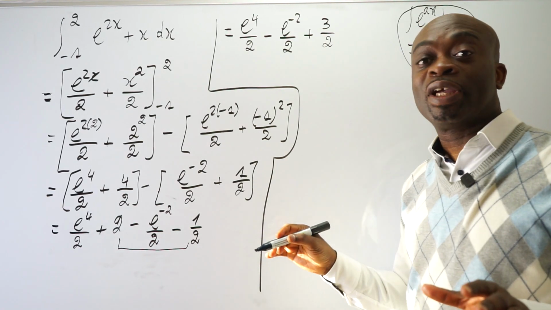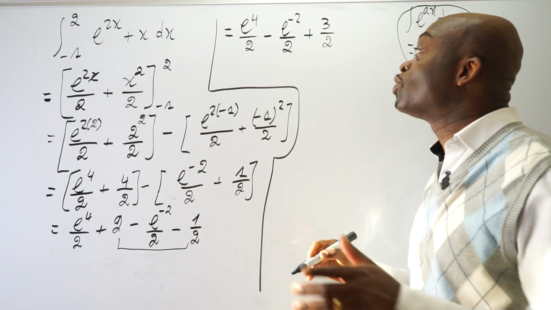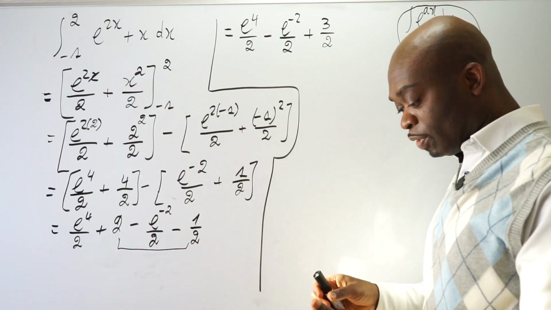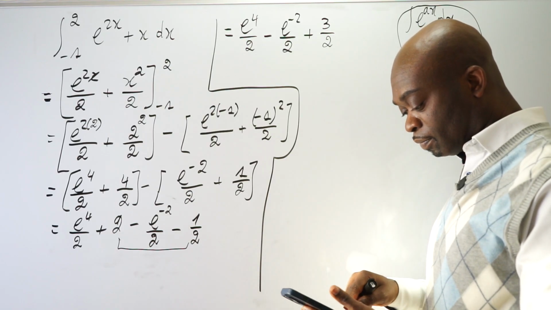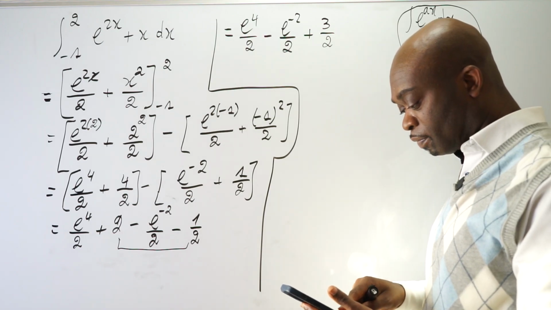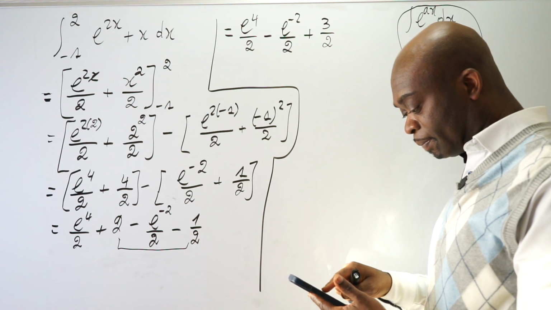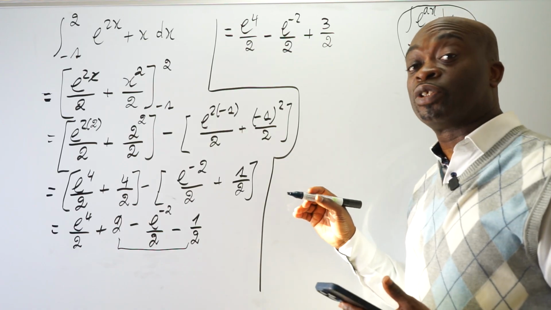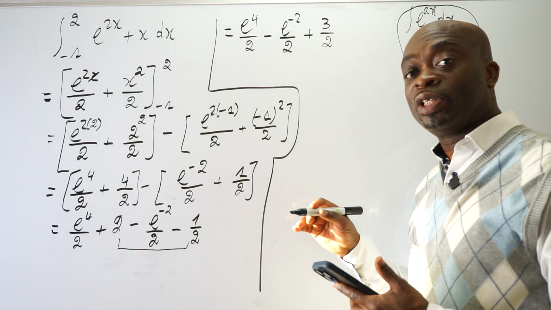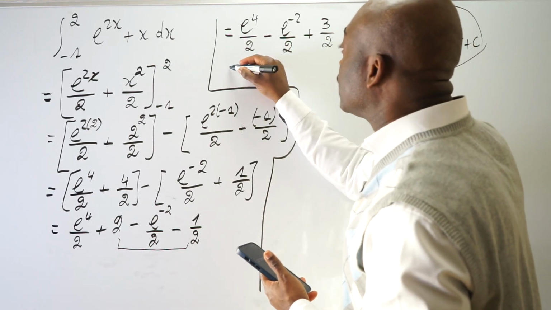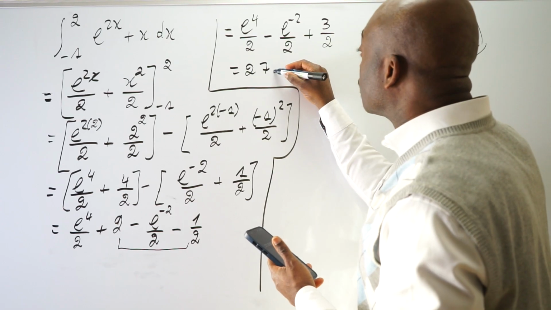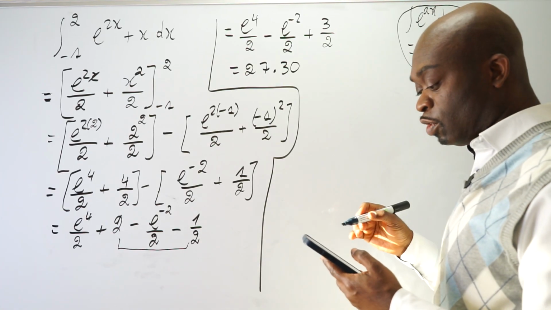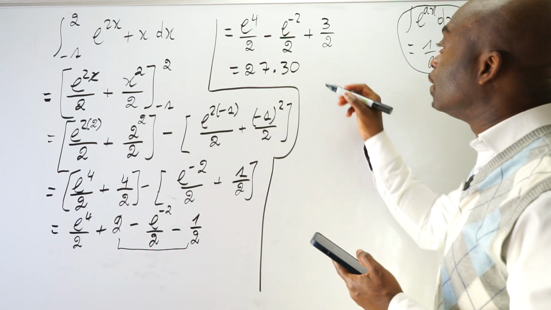But let's not forget, we need our answers as decimal numbers. That means we have to use our calculators to get the exponential values. So exponential 4, then we divide that by 2, and we keep the answer to 2 decimal places. This one is going to give us 27.30 with 2 decimal places. You can, of course, work it out as well to see what you get.